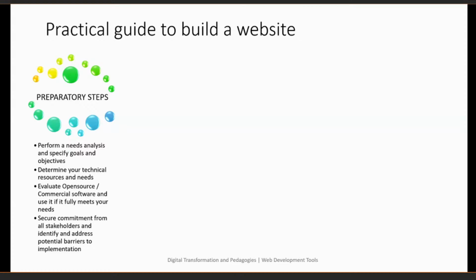Now you know the needs, you know your technical resources and needs, so then you would like to evaluate what or who can offer and satisfy those needs, right? Again, we're talking about software here. So evaluate your open source or commercial software and use it if it fully meets your needs. Now, in the old days, you would always have commercial software. So you had to either buy a trial version of it or buy a particular license. You pay money and then you get the software to use.